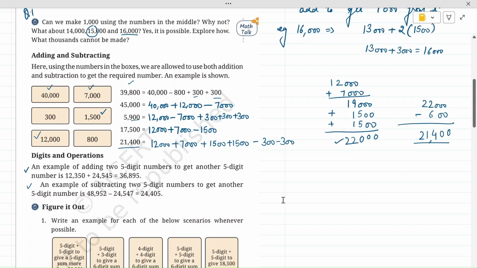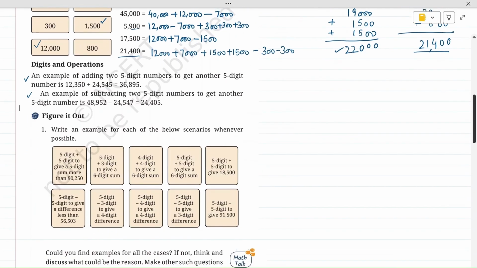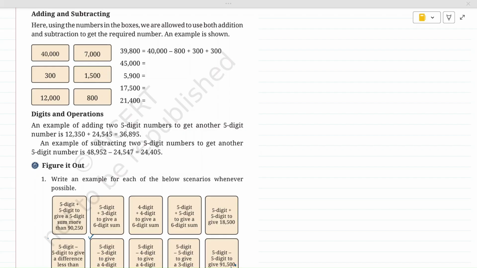This has been done, and on the basis of this we have this exercise to solve, which we are going to solve in the next class now.